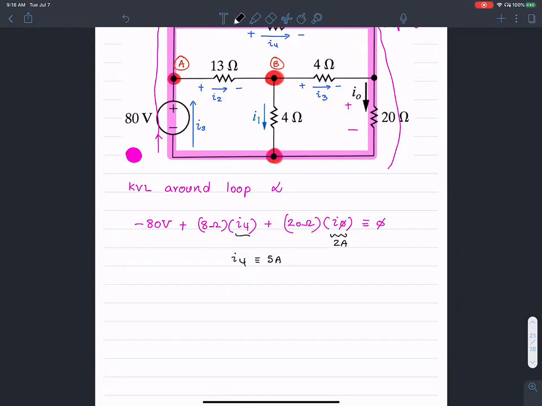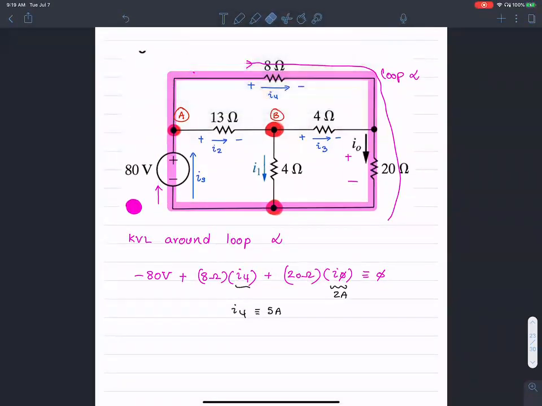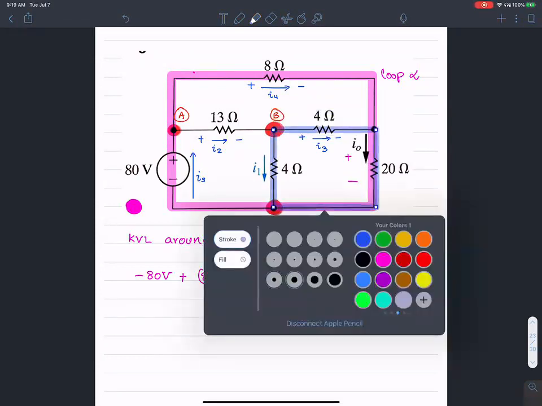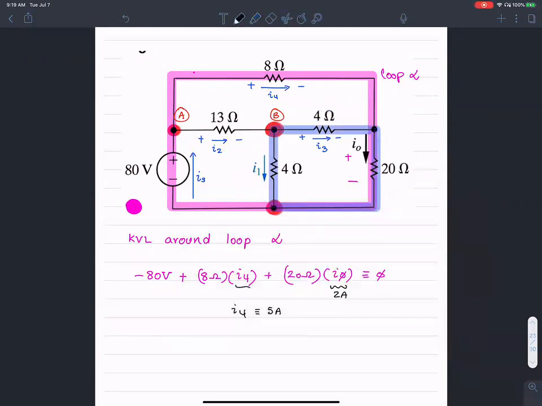We'll use another loop. We'll do another loop, which is this one, that loop over there. Okay, let me call this loop beta. Let's apply KVL around loop beta.